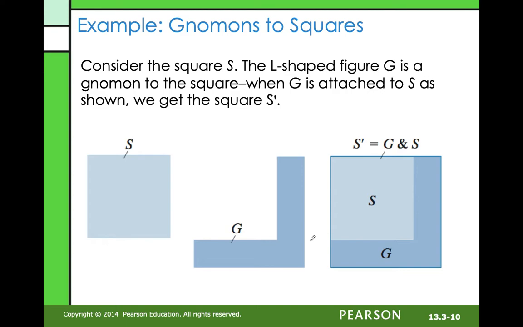For gnomons to squares, if we have a square S, then an L-shaped figure would be considered the gnomon to a square. And you can see that when G is attached to S as shown, you get a square, they're calling it S prime, that is also similar to S, meaning that all the angles are still right angles. Obviously what they're doing is just increasing by this distance on one side, and this distance on the other side, to still get a square where the sides are the same length.